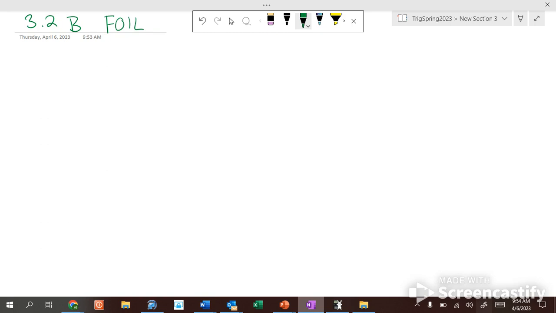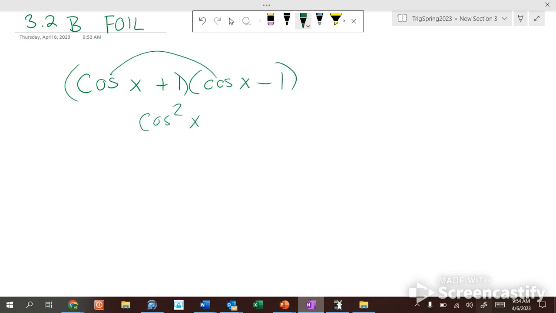So, all right. So FOIL. Most of your problems on our FOIL today will look like this: cosine of x plus 1 times cosine of x minus 1. They'll be conjugates of each other. Okay? So if you have conjugates, what do you know about your middle terms? They're always going to cancel. So if we FOIL this, we get cosine squared of x, outers and inners cancel, minus 1.